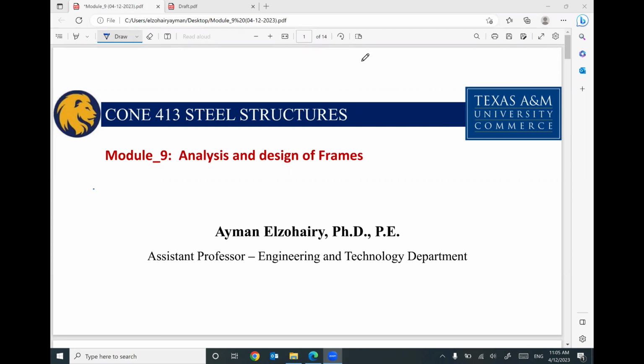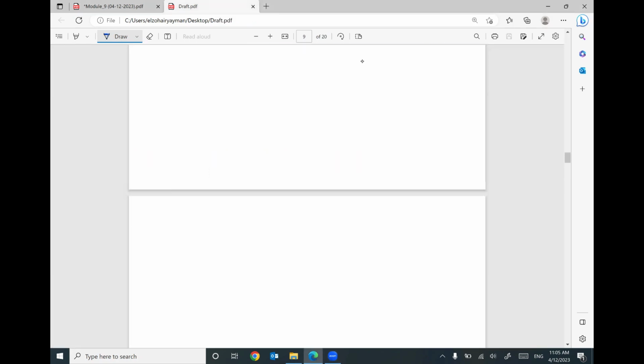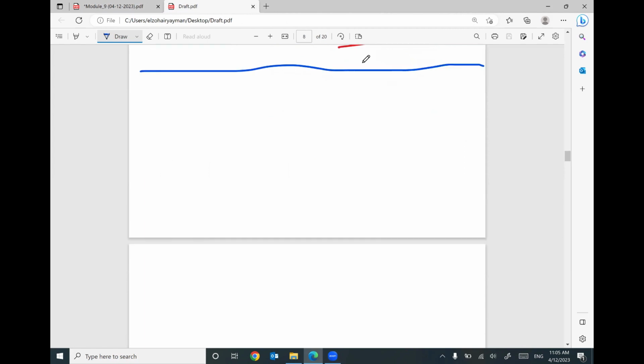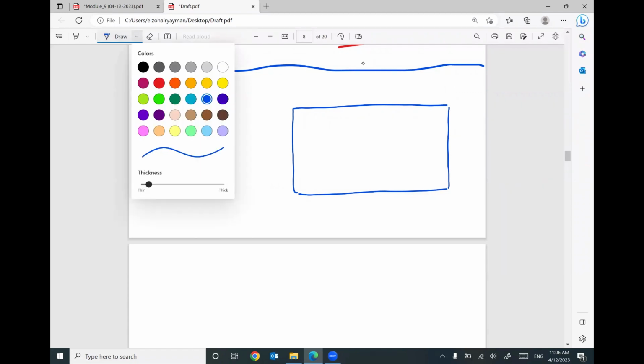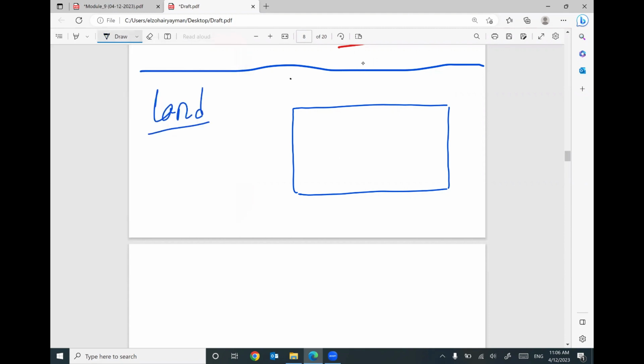So let's start our meeting today with a reminder of what we covered before. To give you a hint, we started this course with a piece of land, an area of land. We need to cover it, or we need to build a warehouse. The first step to start your project is something called layout.